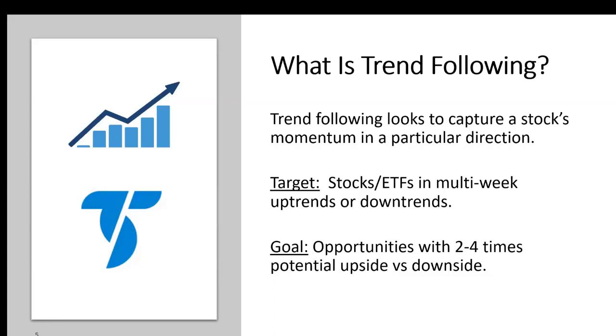So we're basically looking for stocks and ETFs in multi-week uptrends or downtrends. That's when a stock is making higher highs and higher lows, and we're looking basically to buy a higher low for continuation or to sell a lower high for continuation to the downside.